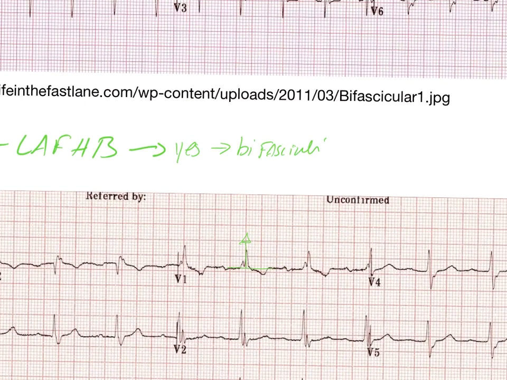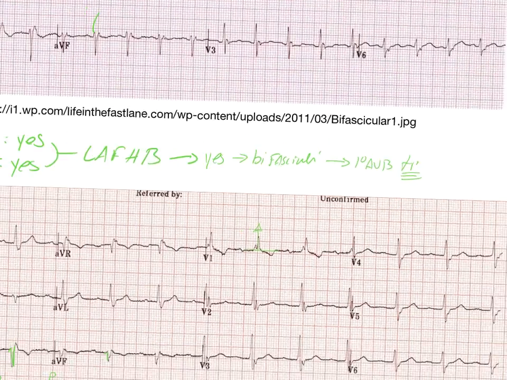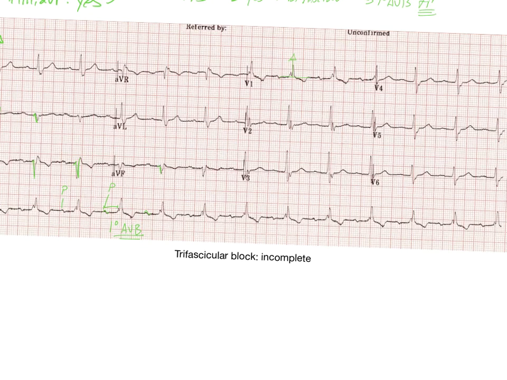That gives us a trifascicular. Any sort of AV block will give us a tri. You guys good with that? Some people will say that this is an incomplete trifascicular block because it's not a third degree heart block. But at this point, as long as you guys just call it trifascicular, I'm fine. Incomplete versus complete doesn't matter. It's still trifascicular. You guys okay with that?